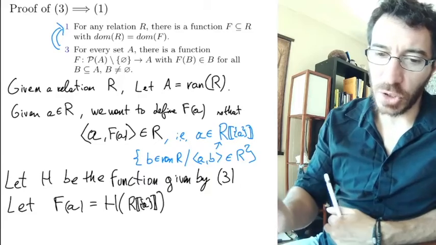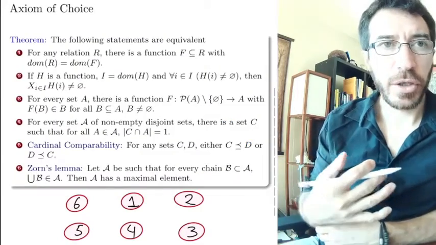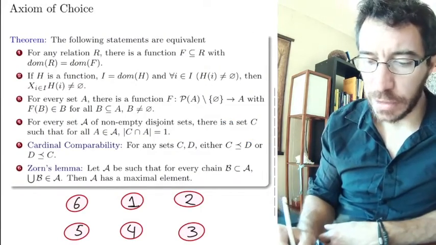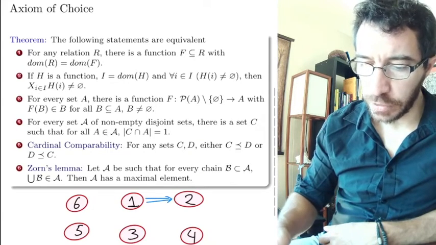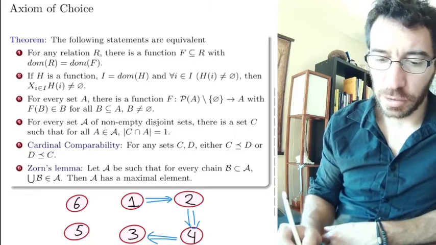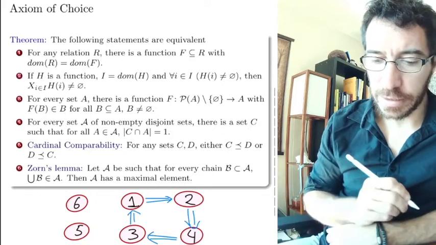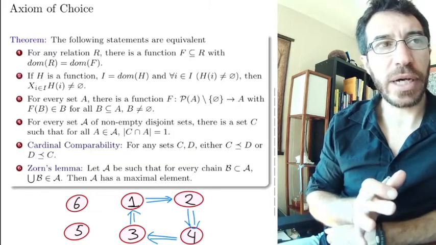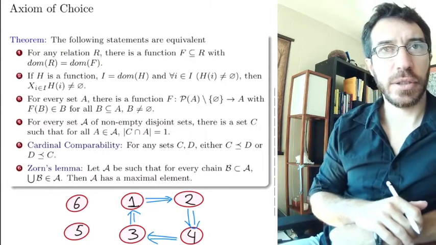Cool. So what have we done so far? We started proving that 1 implies 2, and then we proved that 2 implies 4, and then that 4 implies 3, and then that 3 implies 1. So we now have that all those 4 are equivalent.